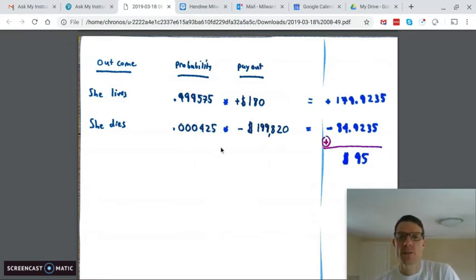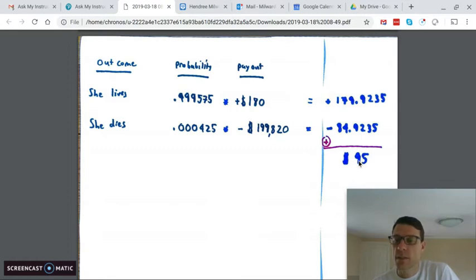Now, here's the probability she dies times, this is a negative number, not a minus like a subtraction, times what they'll have to pay out if she dies. And that is expected at about negative $84.92. Okay, so then the entire expected value, or what they can expect in general for issuing these policies, is just the addition of these two things. So that's going to be $95.